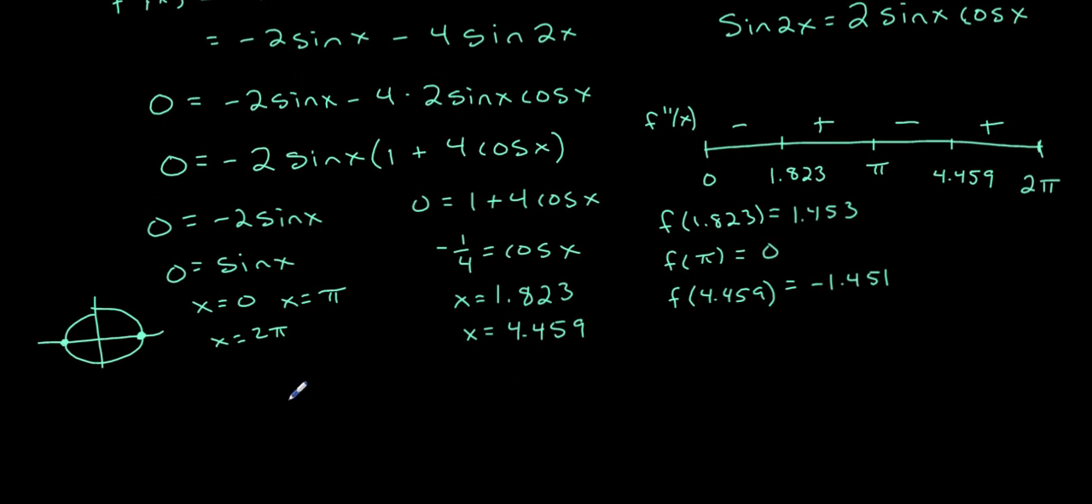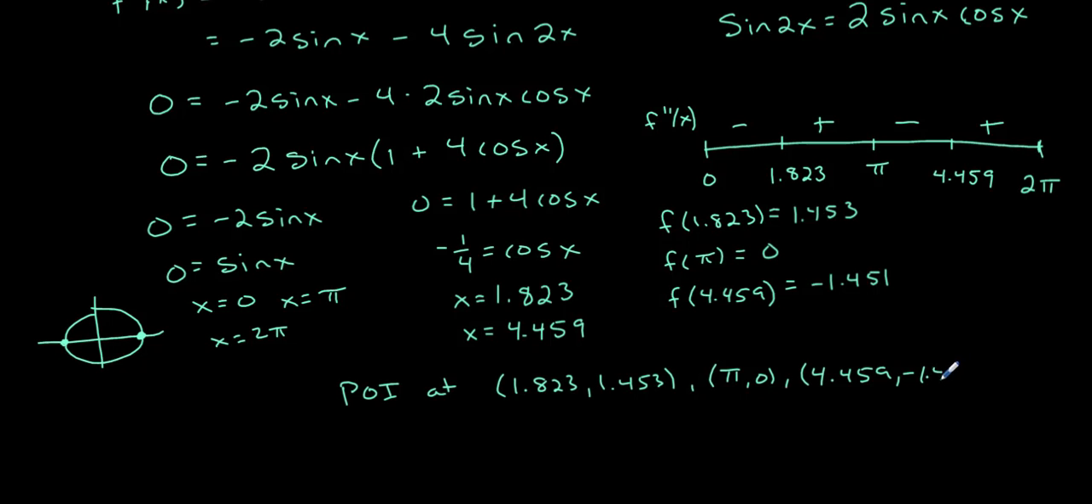So answering the question, we got points of inflection at 1.823, 1.453; pi, 0; and 4.459, negative 1.451. The reason why they're points of inflection is because f double prime of x equals 0, and f of x changes concavity.